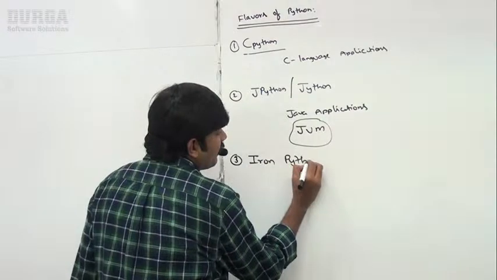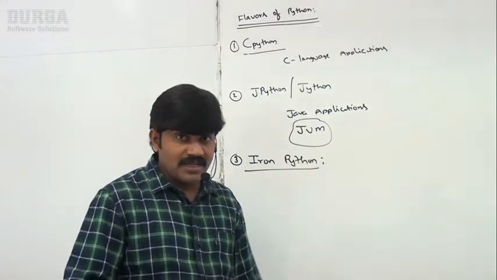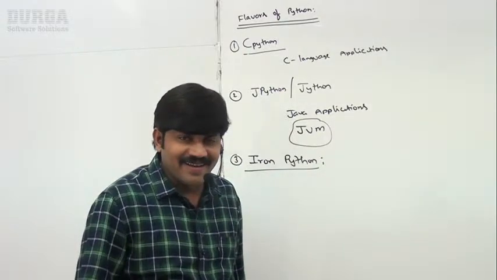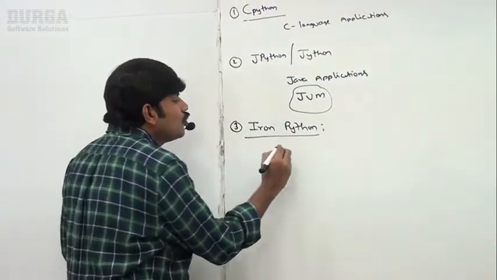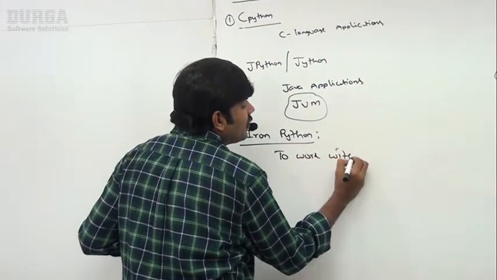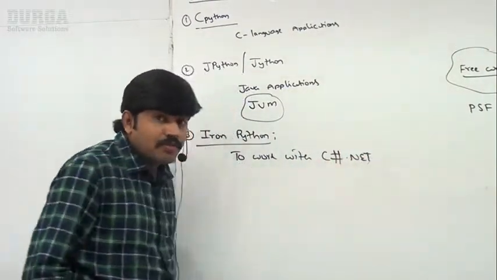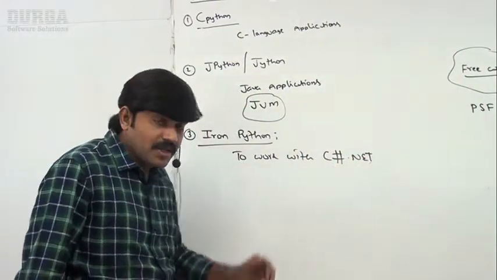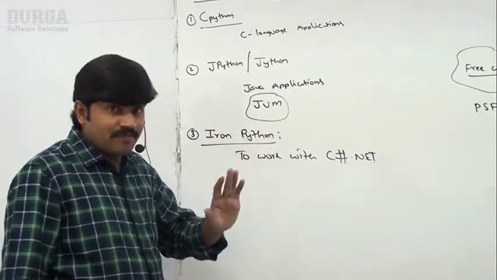Next, have you ever heard about Iron Python? Don't think of a Python which is developed by using iron. Iron Python means a customized version of Python to work with C#.NET applications. Remember this one, to work with Microsoft C#.NET applications. So the customized version of Python is Iron Python.